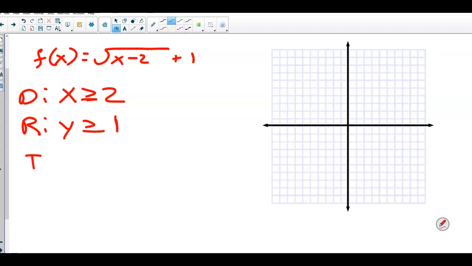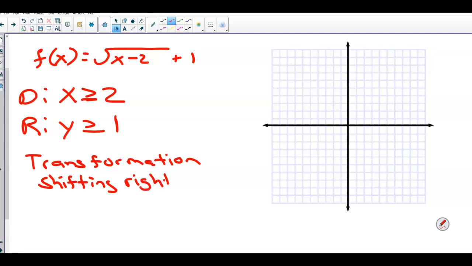The transformation is a shift. We're shifting right 2, up 1. And you always shift from 0, 0 in terms of your shifts for a vertex. Okay? So, if I want to graph this, which I need to, I always like starting with the radical equaling 0. If x is 2, y is 1.